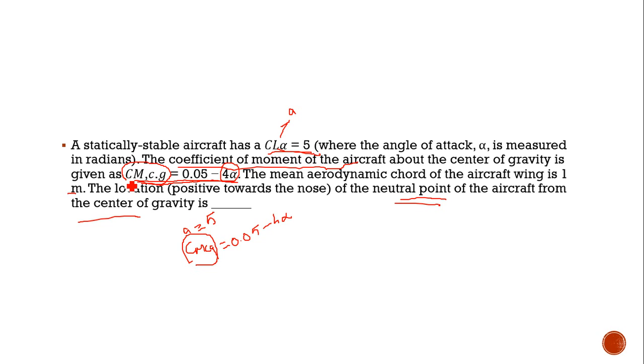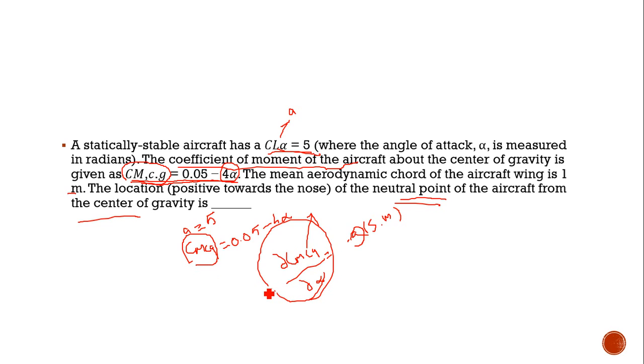While differentiating, we can get some values now, because we have the formula: dou CMCG divided by dou alpha equal to minus A into static margin. I am writing the static margin as SM. This A value they have already given, but if we can find the dou CMCG by dou alpha value, we can easily get the answer.